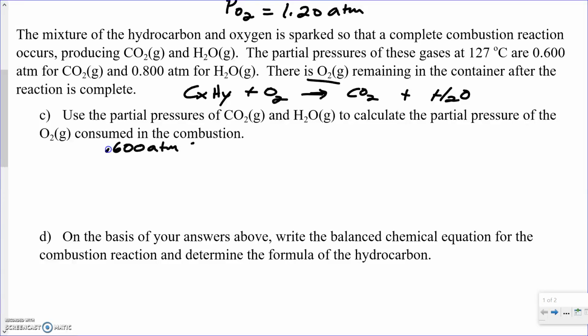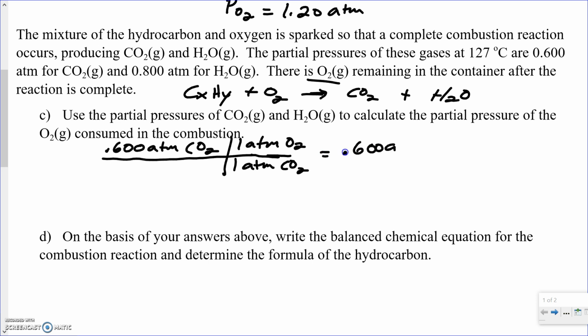Okay, well, 0.600 atms for CO2, we can convert this into O2 by recognizing how many O2s are used to create CO2. And for every 1 mole or 1 atm, you can technically use either or because we are using that Avogadro's law idea. So 1 atm of CO2 would require 1 atm of O2. So look at our ratio of CO2, 2 oxygens, to O2, 2 oxygens, which means 0.600 atms of O2 was used to make 0.600 atms of CO2.